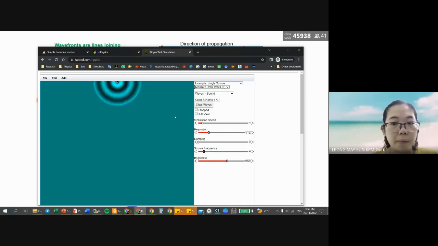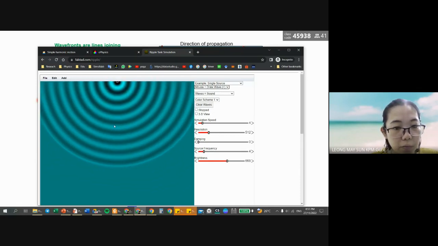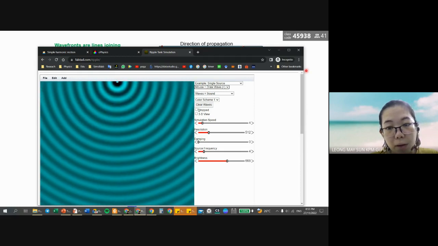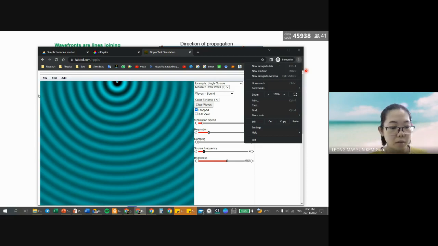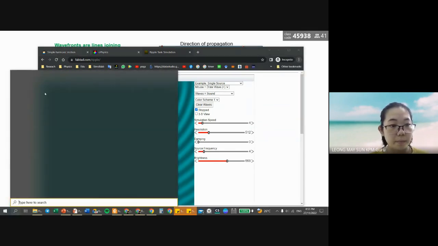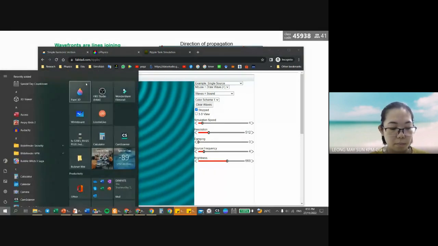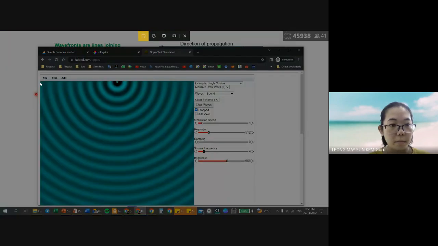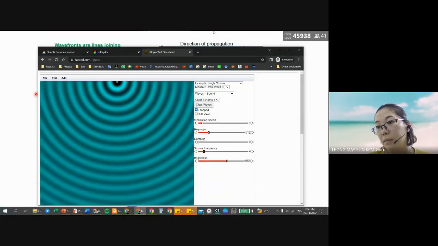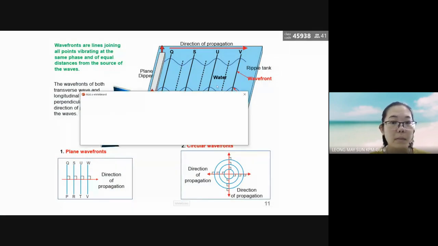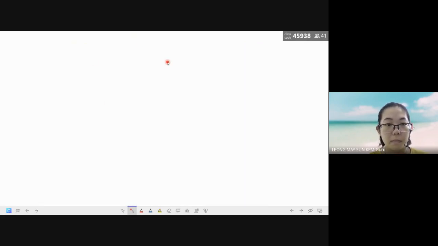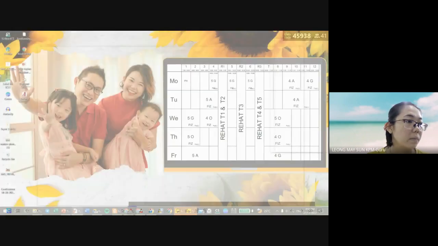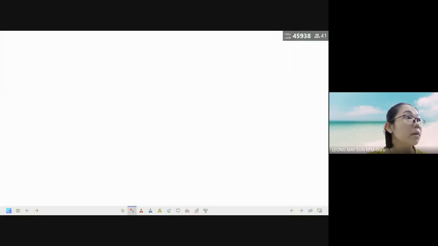Suddenly it's not moving. So if it's a single source like this, the wave is moving downwards, it's spreading circular. When it's spreading circular, the wavefront, this position, let me just quickly screenshot this. Give me one quick minute.